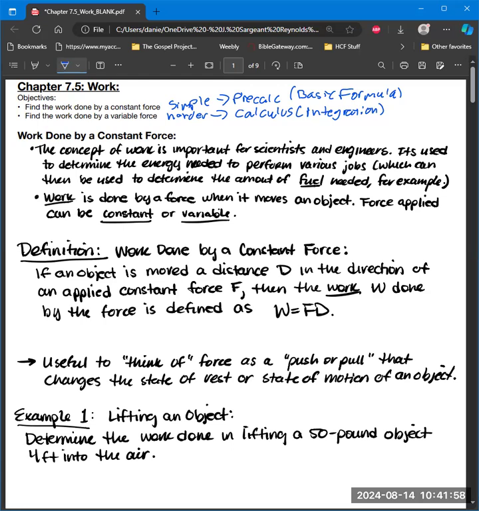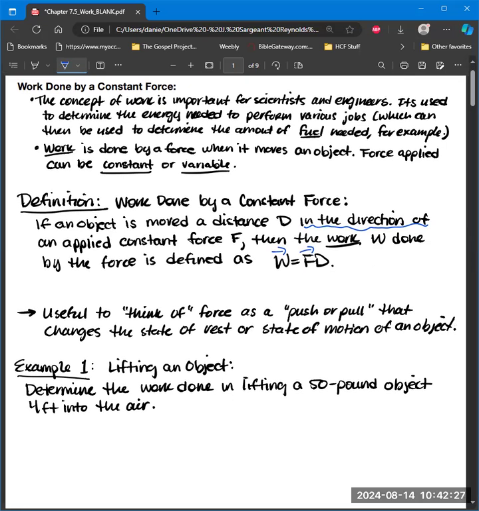So work done by a constant force: if an object is moved a distance d in the direction of an applied constant force F, and it's important that we talk about in the direction of, because forces are vectors, then the work done by the force is the force in the direction of the force times the distance, like that. And those are really vector quantities. Like I'm saying, the distance is not going to affect things since it's a scalar quantity here if it's a constant.